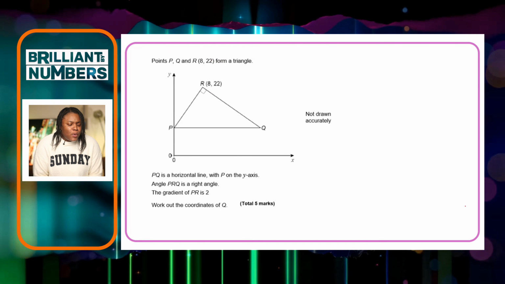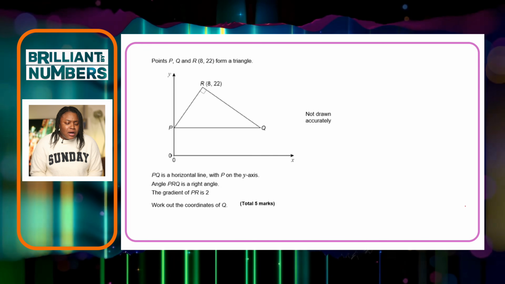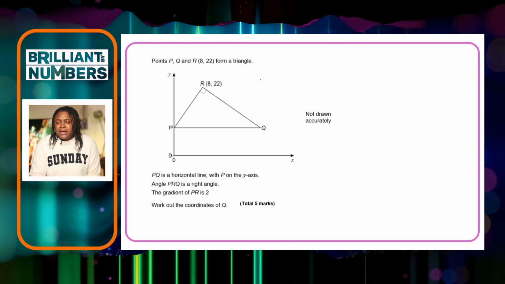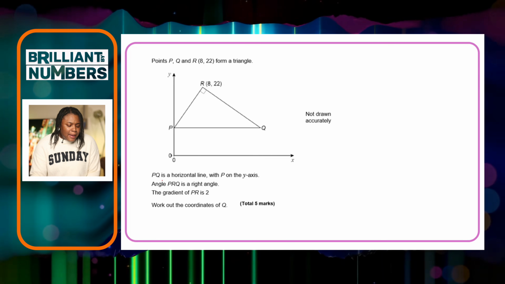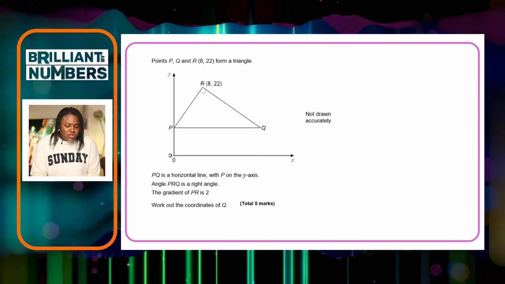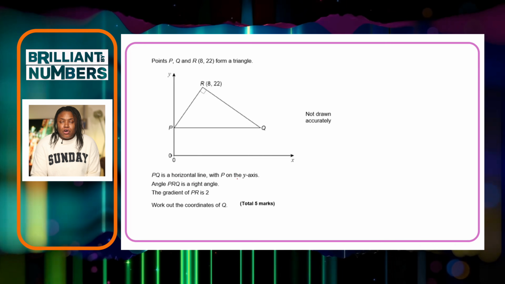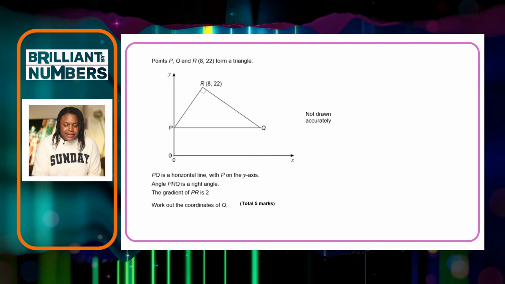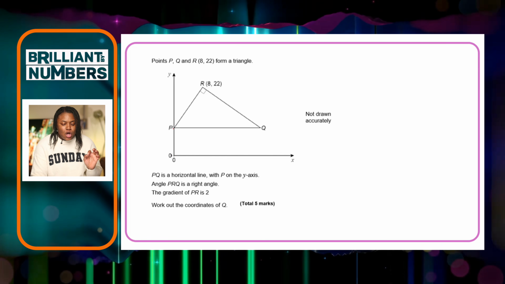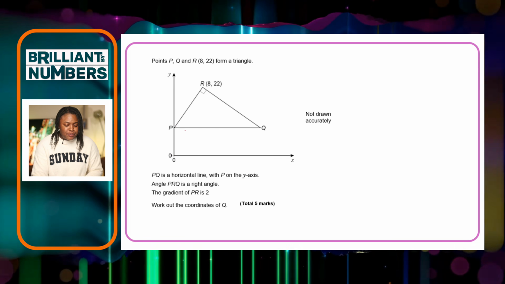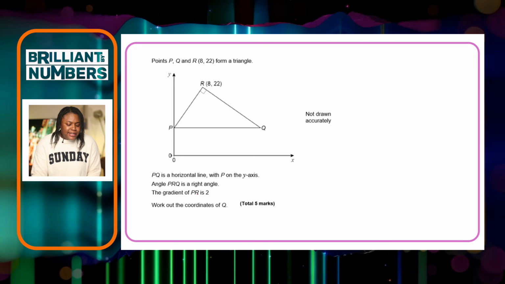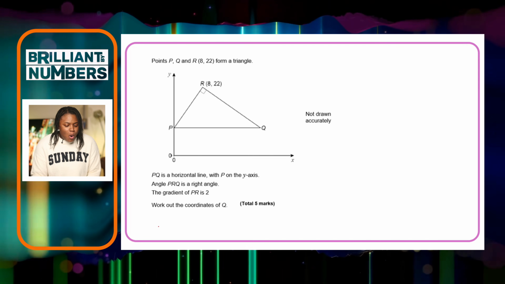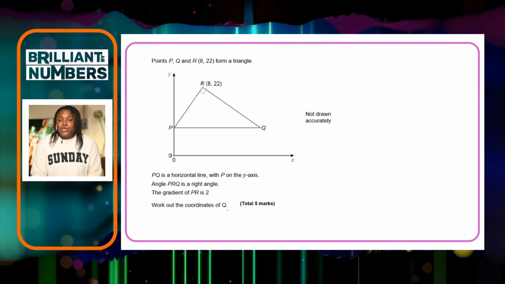Okay, so points P, Q, and R (8, 22) form a triangle. Now, PQ is a horizontal line with P on the y-axis. So P is located dead on the y-axis, with a horizontal line here for PQ. The gradient of PR, which is this line here, is 2. Work out the coordinates of Q.